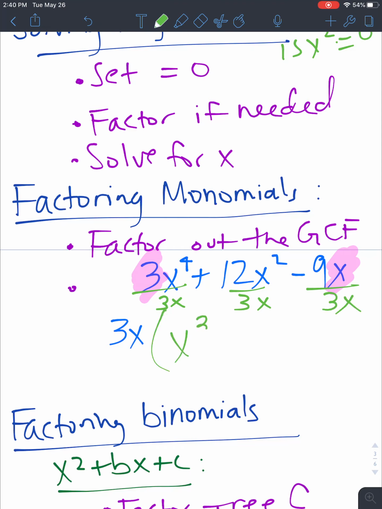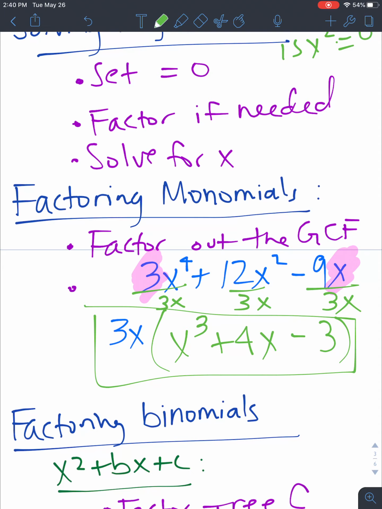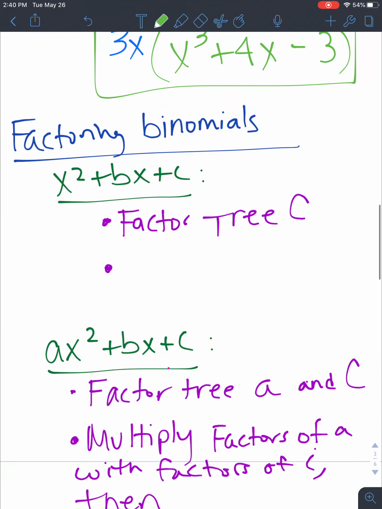So that meant we were left with an x cubed plus 4x and a minus 3 on the inside. But the final answer would be 3x times x cubed plus 4x minus 3. So whenever you're factoring out a greatest common factor, as long as it's a monomial, you just divide each of the terms by that monomial.